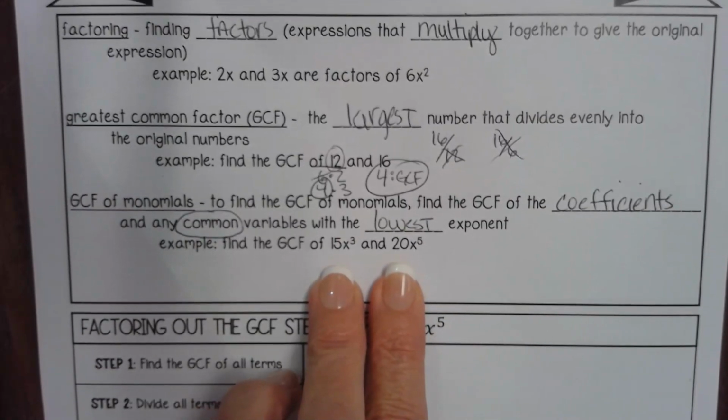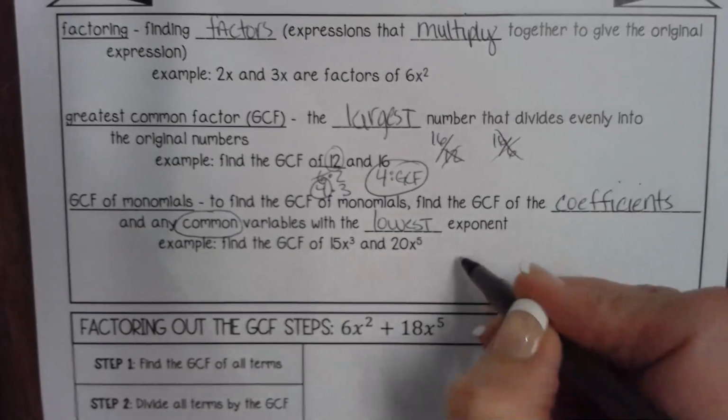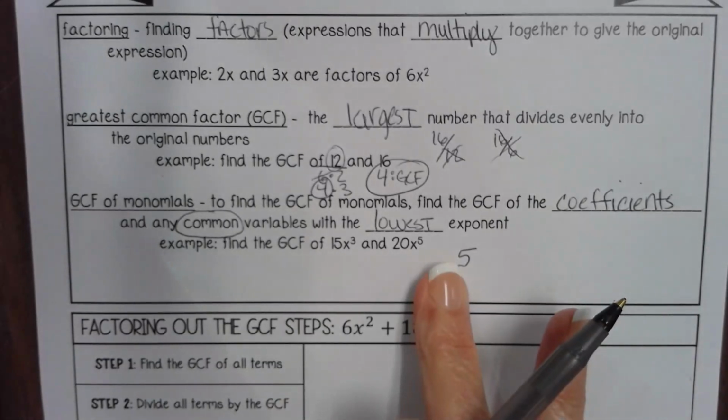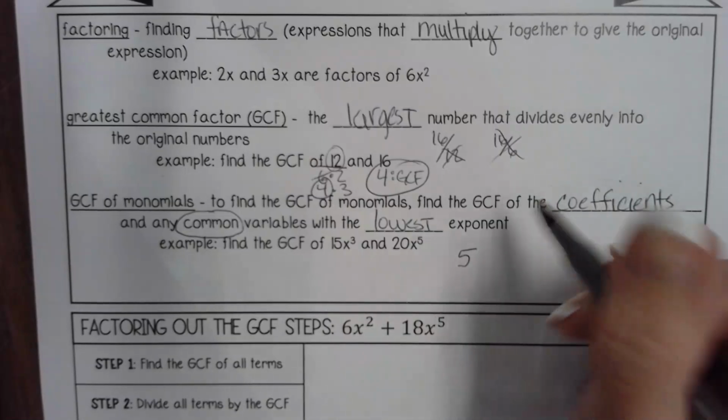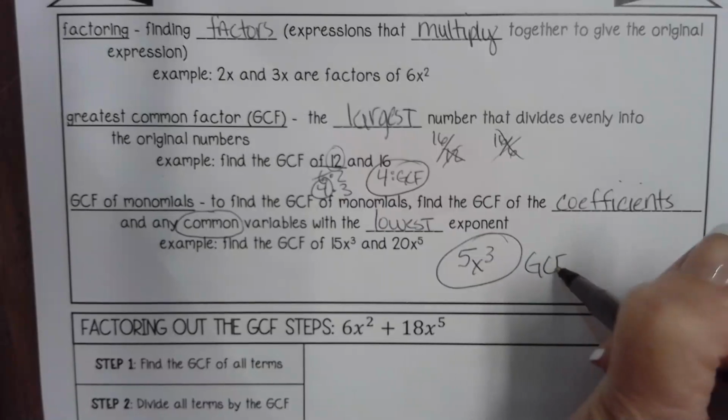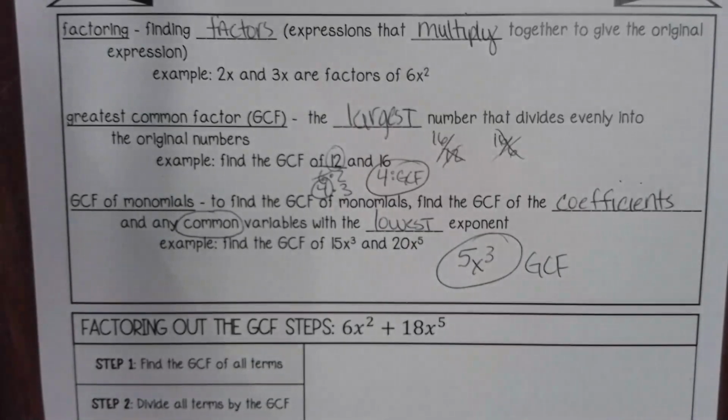15 and 20, what is my greatest common factor between 15 and 20? It is 5. Do I have an x in both terms? And I need the lowest power, which would be x to the third. That is my greatest common factor. So that's where we're at right now.